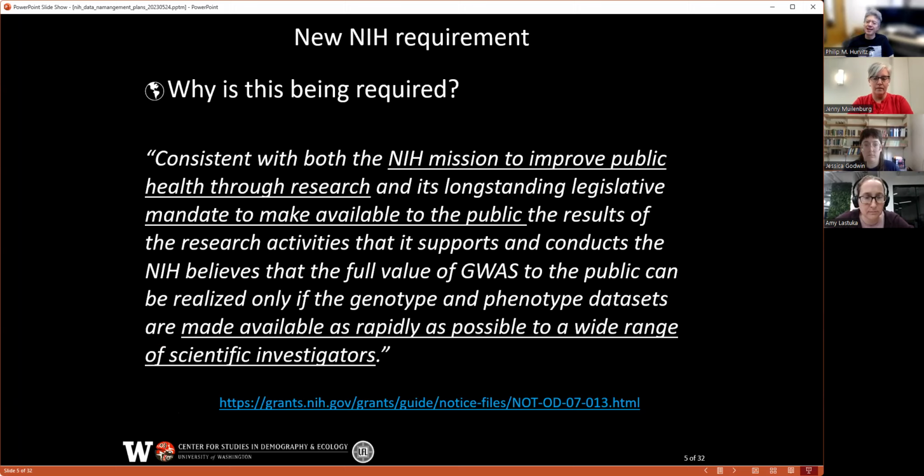So why is the NIH requiring this? I pulled this quote from the URL you can see. Consistent with both the NIH mission to improve public health through research and its longstanding legislative mandate to make available to the public the results of the research activities that it supports and conducts, the NIH believes that the full value of, and this was specifically written for genome-wide, research data to the public can be realized only if the data sets are made available as rapidly as possible to a wide range of scientific investigators.